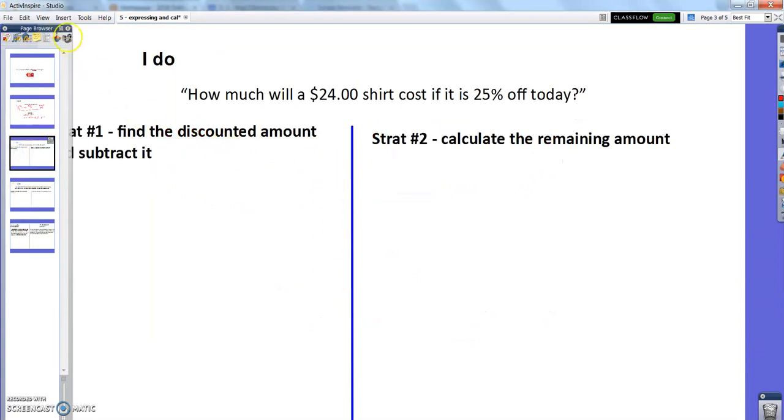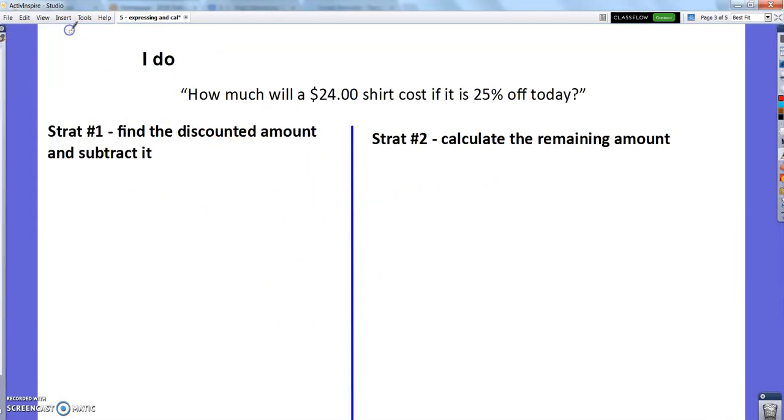So first example, how much will a $24 shirt cost if it is 25% off today? So that's a common thing. You go shopping, you see the cost of something, and it says it's 25% off, but they don't tell you what that new price is. They just tell you the original price and the percent off.